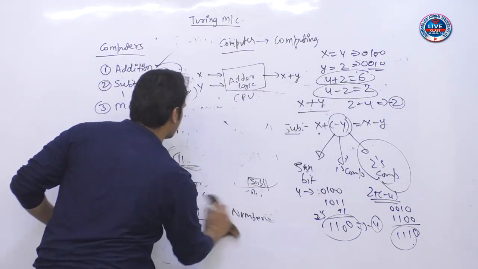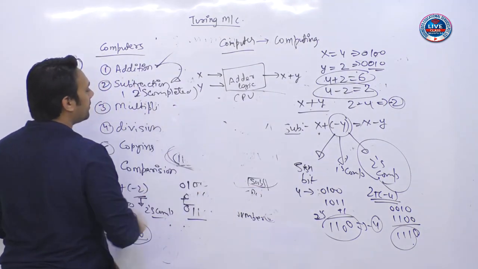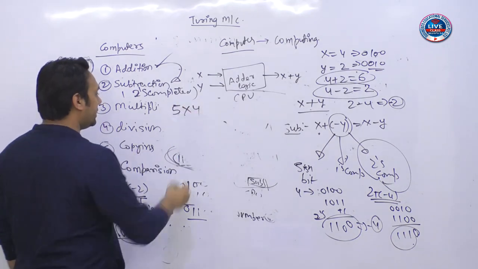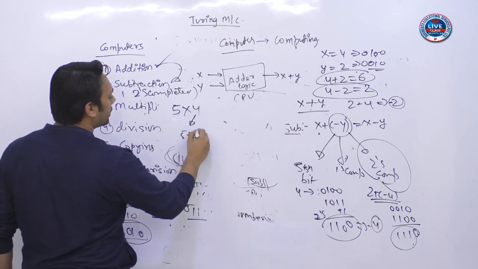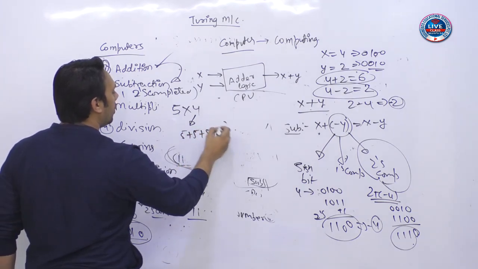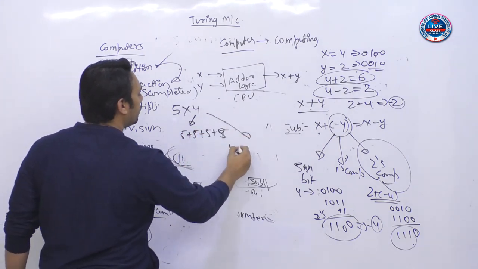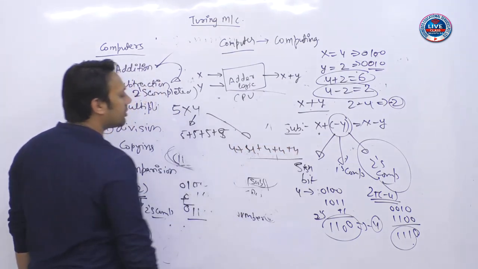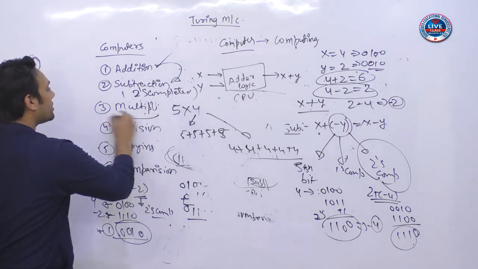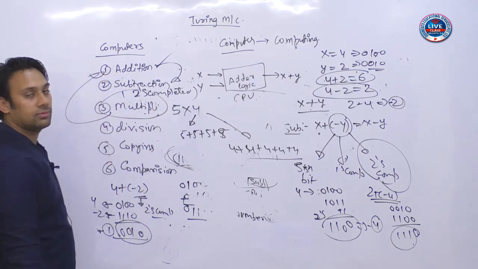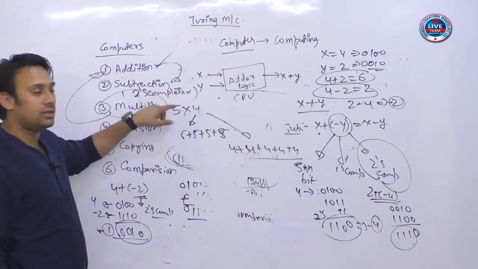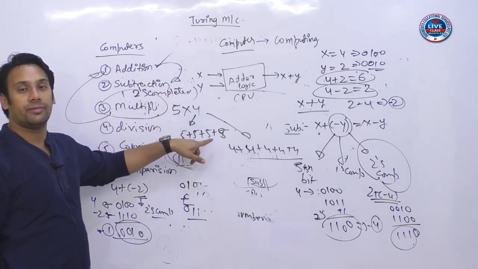Now the third part is multiplication. So what does this multiplication mean? Multiplication means if I say 5 multiplied by 4, it means two things: either 5 is added 4 times, or 4 is added 5 times. So that is your multiplication. That means your multiplication operation can also be done by addition. Your subtraction operation can be done by addition and 2's complement. Your multiplication operation can also be done by addition.